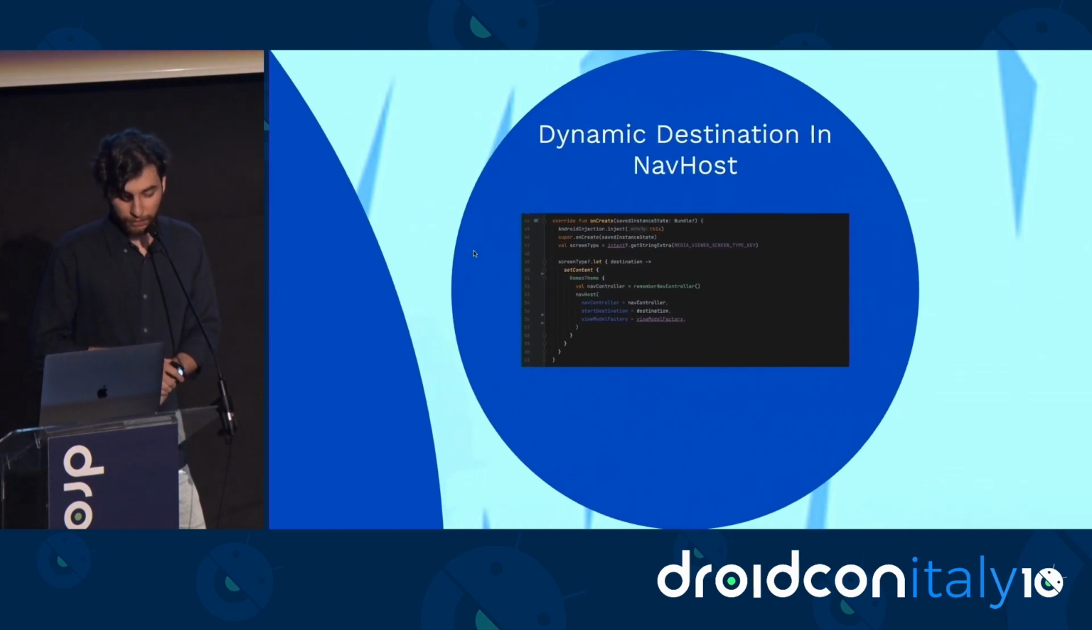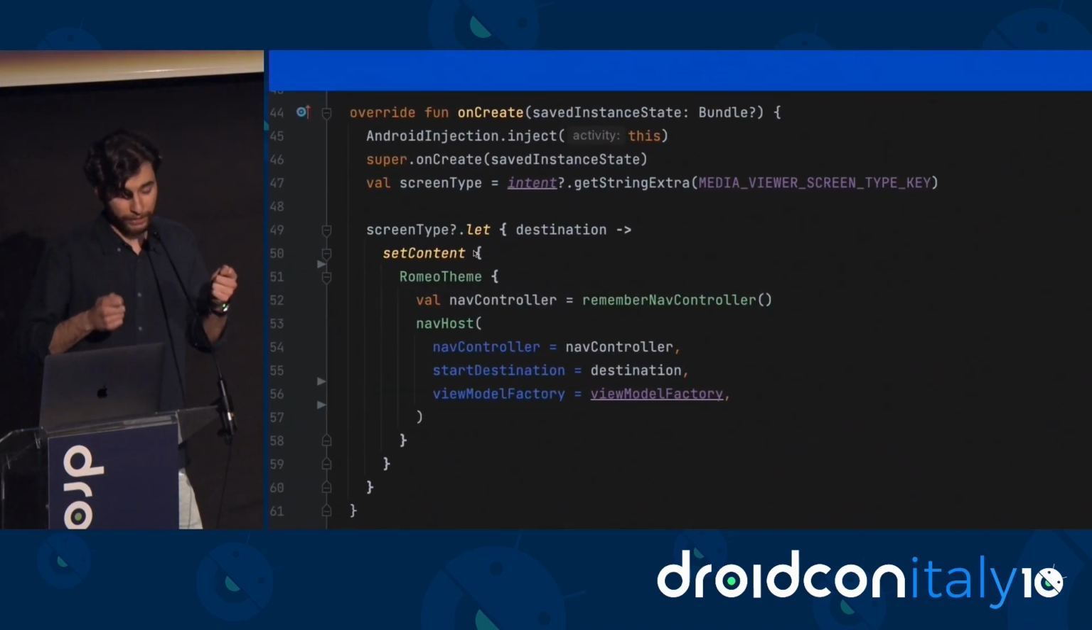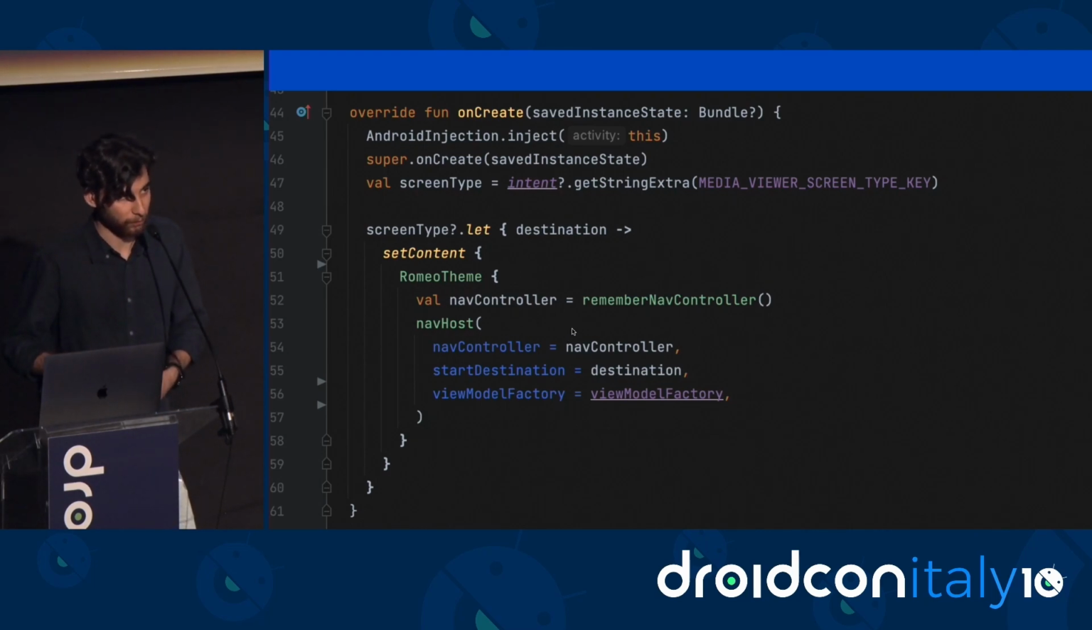So the fix to the first problem, I mean the dynamic destinations, is that we just get the screen type from the intent, and if it's not null, which hopefully it is not, we pass it to the NavHost. So pretty simple. Our NavHost has dynamic destinations now. The only problem that remains is the data. We don't want to add something nasty here to this destination to pass the data.